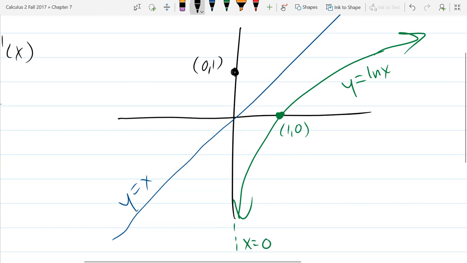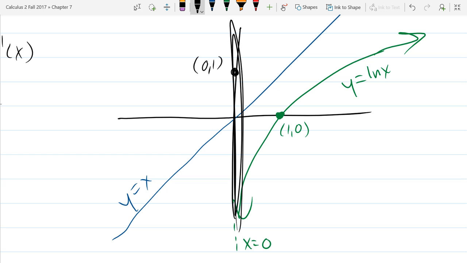And what happens to our vertical asymptote, x equals 0, if I reflect it across the blue line right down the middle of the graph? So it'll turn into another line, but what line does this? So it'll turn into the y equals 0 line. So it's going to get reflected into a horizontal line.